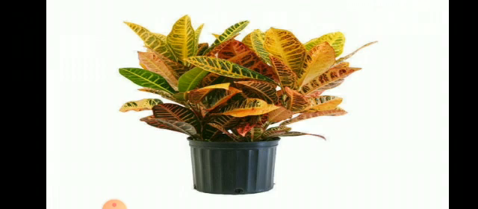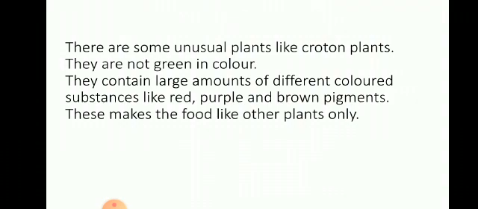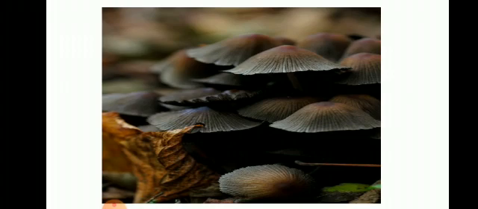Yeah, children, this is a cotton plant. These are some unusual plants which have different colors. See, children, these are not green in color. They contain large amounts of different color pigments. What are those colors? Colors like red, purple, brown, etc. This plant is going to have different colors. It makes food like other plants only, there is no change in the preparation of food, but it is not green in color. Clear, children? Let me move on.